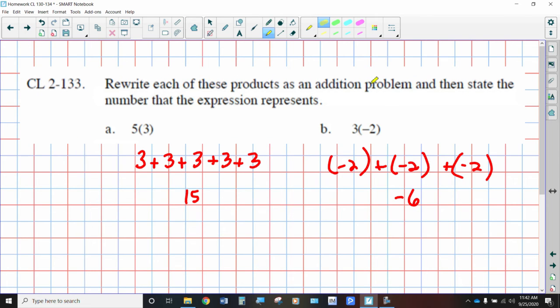Rewrite each one of these products as an addition statement. So 5 times 3 means you're literally adding 3 together 5 times for an answer of 15. 3 times -2 means you're literally adding together -2 3 times to get -6.